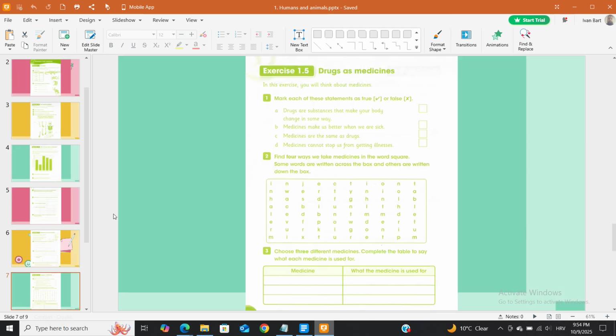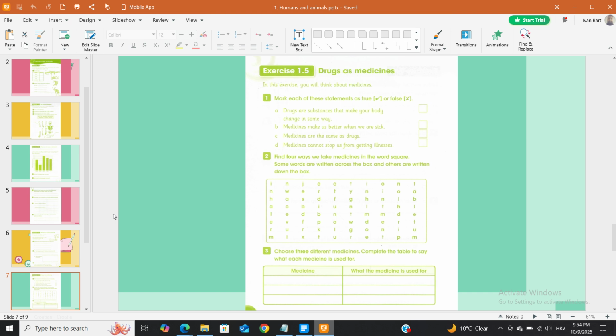Exercise 1.5 Drugs as medicines. In this exercise, you will think about medicines. 1. Mark each of these statements as true, check mark, or false, X. A. Drugs are substances that make your body change in some way.